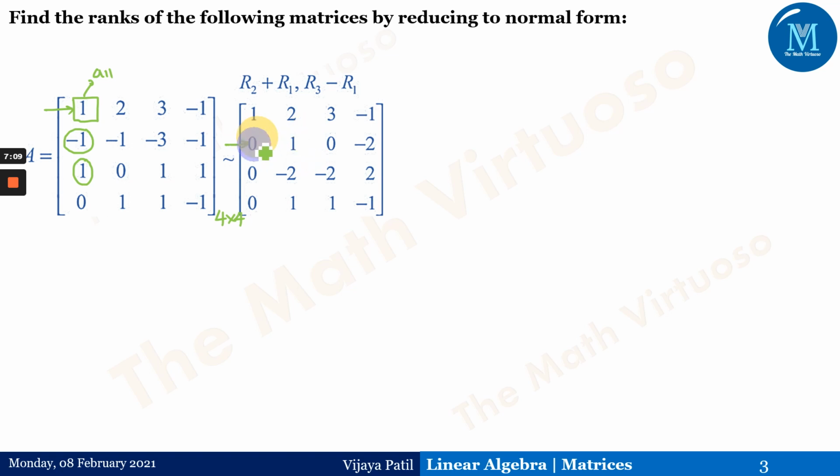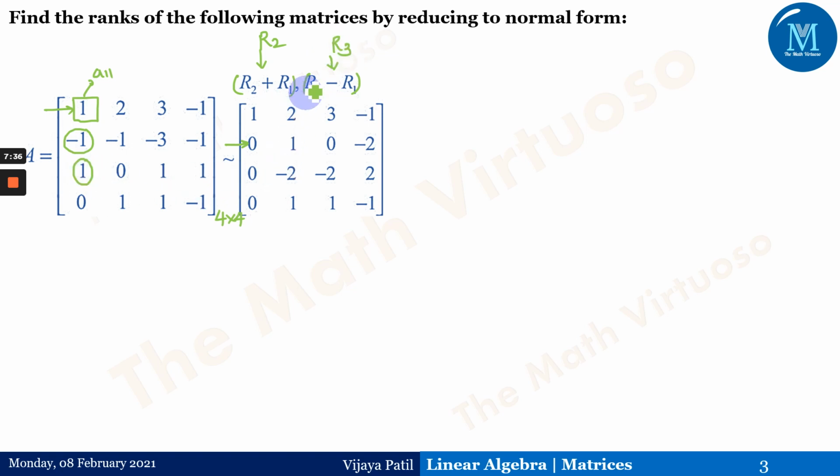So now we have got this 0. Minus 1 plus 1 is 0. Minus 1 plus 2 is 1. Minus 3 plus 3 is 0. Minus 1 plus minus 1 is minus 2. There is no change in row R1. So this first transformation changes R2, the second row.